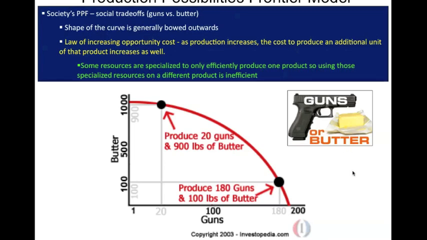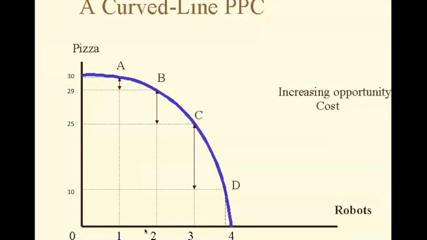Okay, so here's another example. You can see here that we have pizza and robots. Over here on this axis, pizza, on this robots. As I produce my first robot, I give up about 1 pizza. When I produce that second robot, I'm actually giving up more pizza than I did for that first robot. That's the law of increasing opportunity cost. So now I'm actually giving up 4 pizzas.